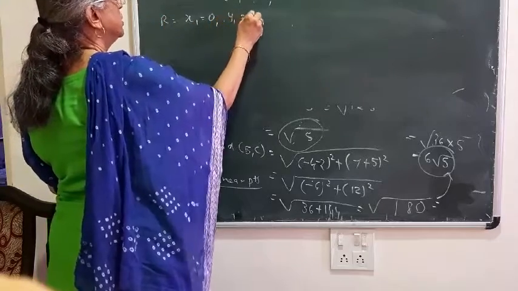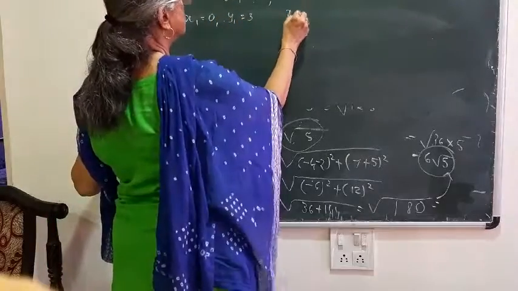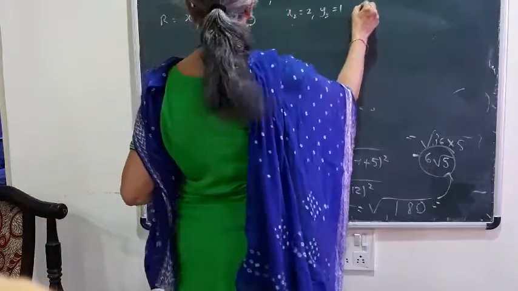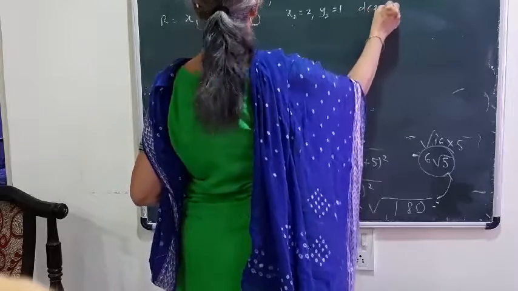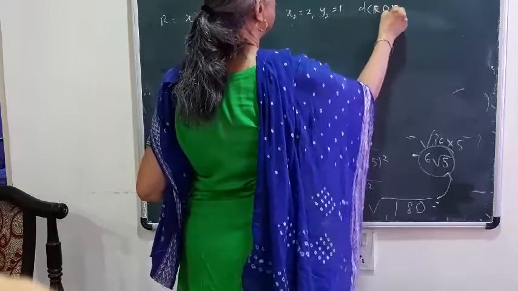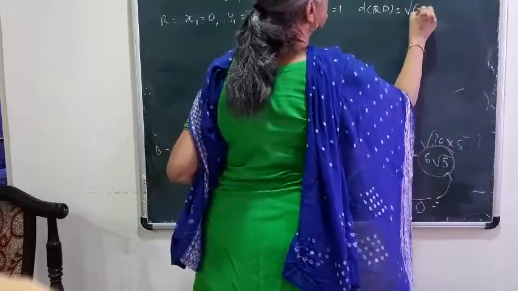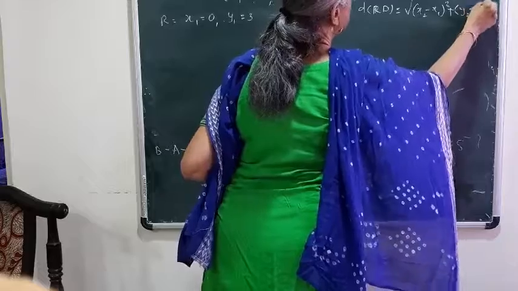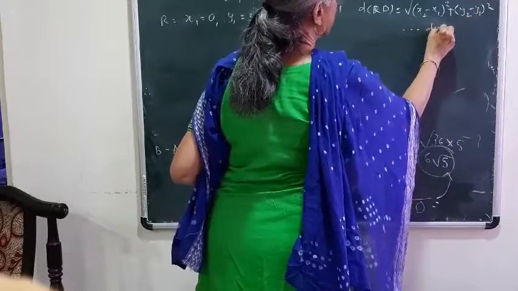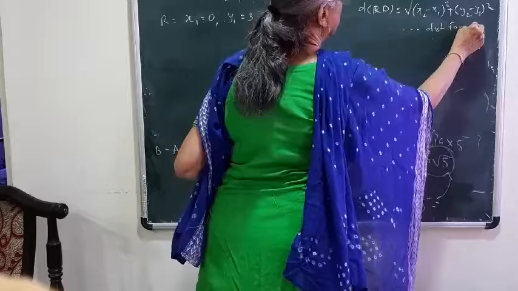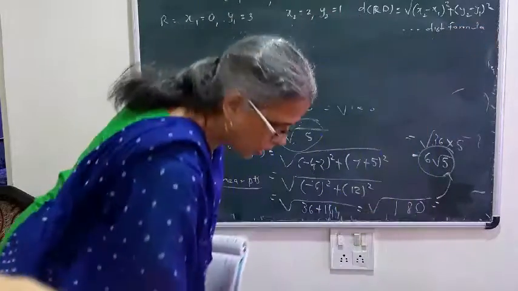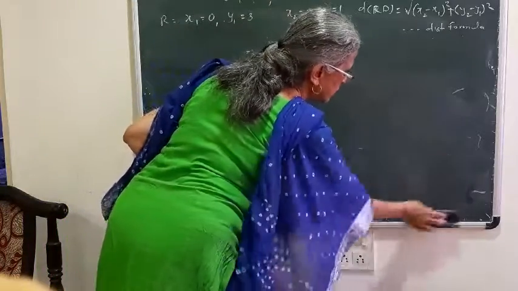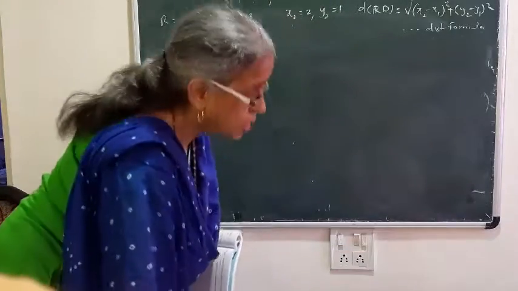y1 3. Coordinate of D, x2 2, y2 1. And the distance formula we are going to write: distance RD is equal to root of (x2 minus x1) whole square plus (y2 minus y1) whole square. Reason is distance formula. So now we are going to calculate all these three distances directly, because once we have written the formula, it is not necessary to write it 3 times.